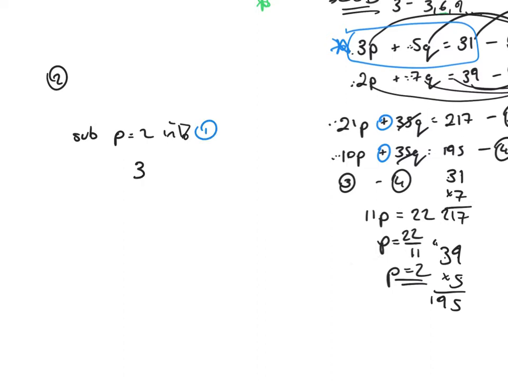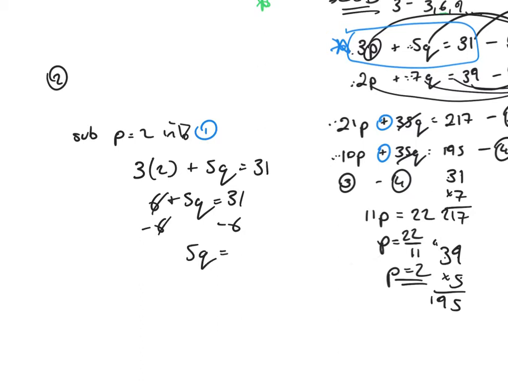So 3 lots of 2 plus 5q equals 31. 6 plus 5q equals 31. Take 6 off both sides, 5q equals 25. Bring the 5 down and divide, and q will be equal to 25 over 5, q equals 5. Final answer: q equals 5, and p equals 2.